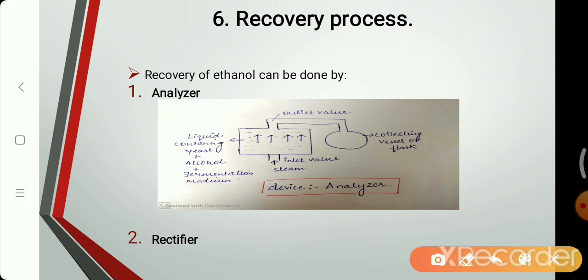Suppose now after the 70 to 72 hours, what is there in our fermenter? That is our yeast cells. Yeast cells have produced alcohol after 70 to 72 hours, that is there in the fermenter, and the remaining fermentation medium that is there in the fermenter. So here the device name is analyzer.